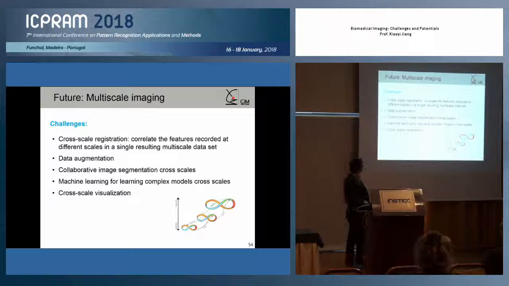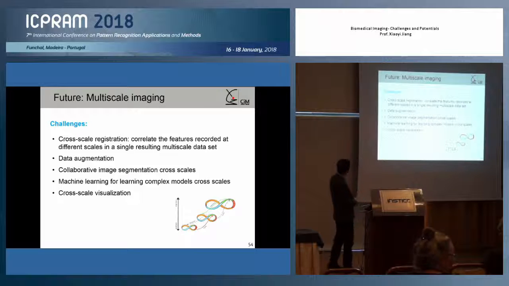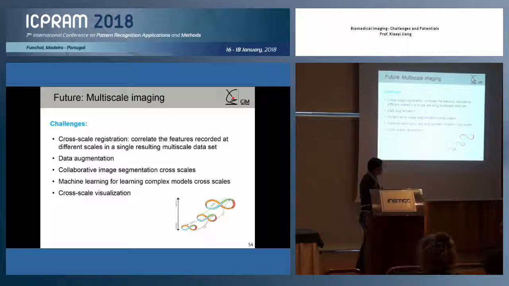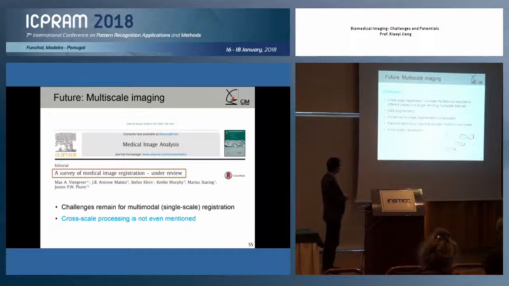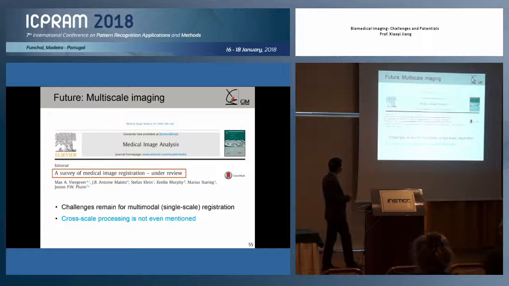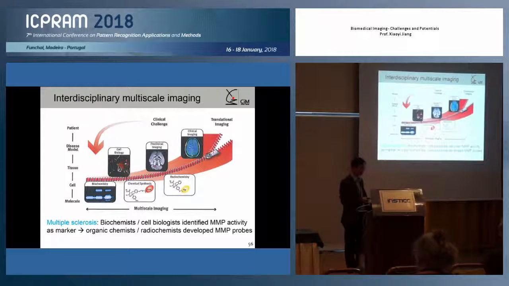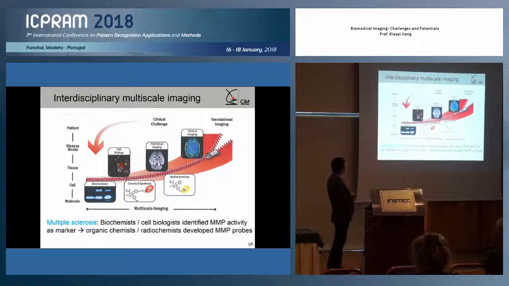In this multi-scale imaging setup, there are quite a number of new challenges. I call them cross-scale registration, segmentation, whatever, including visualization. And we need complex models for the relationship between the scales. Here, machine learning can be very much helpful. And actually, this is really new. I'm citing a very new paper about registration. In this very new paper, cross-scale registration is not even mentioned. So actually, we should tackle such multi-scale imaging in a very interdisciplinary way.